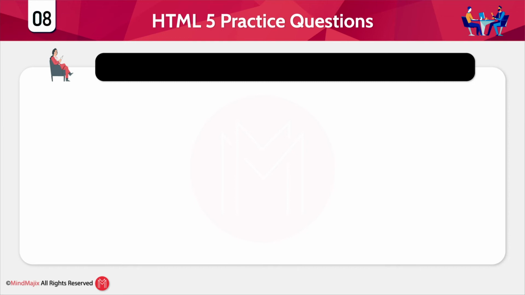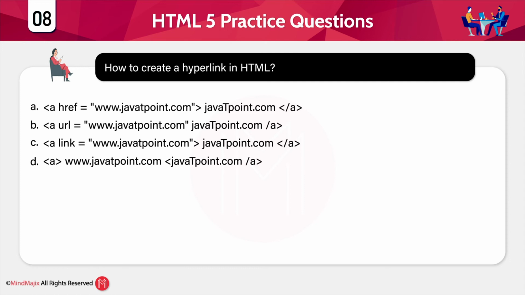The next question, guys. How to create a hyperlink in HTML? Hyperlinks are created using the anchor tag only. In all the options the anchor tag is there, but which is the correct one? The anchor tag takes the href attribute. This is the web address to which the control goes, or which web page opens when you click on this link.